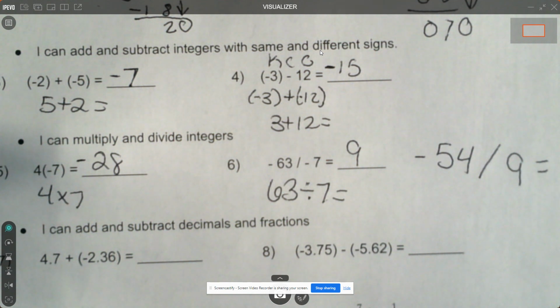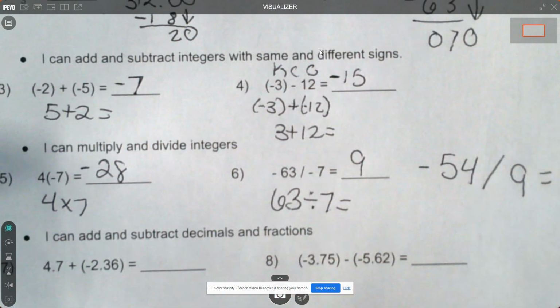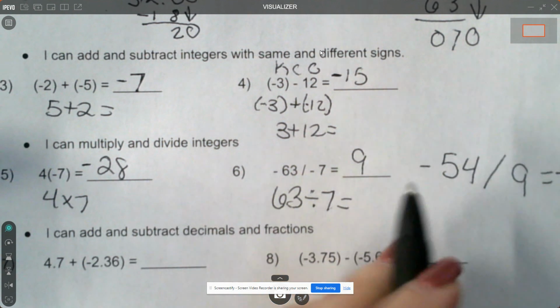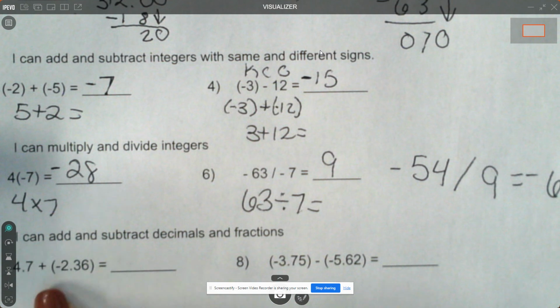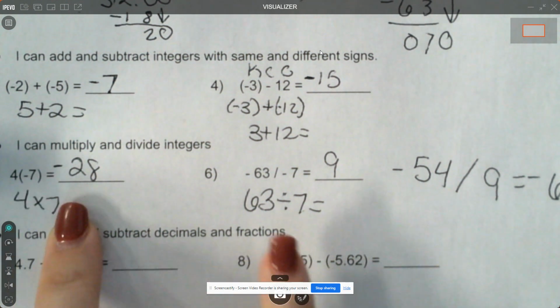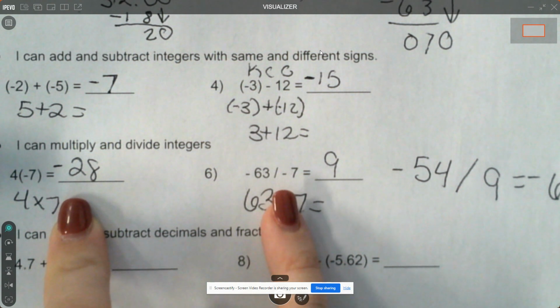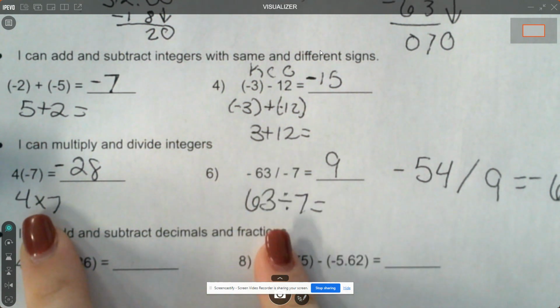But so if I need 54, how many times would you count until you got to 9? You would count 6 times. But is my answer going to be positive or negative, Cariana? Negative. It would be negative because they're different signs. Okay? So just remember, if they're side by side, it's going to be multiplication. And if there's a slash, it's going to be division.